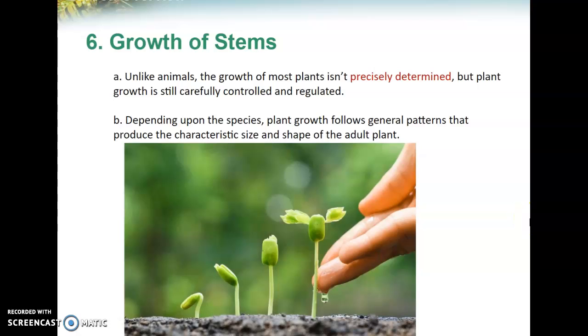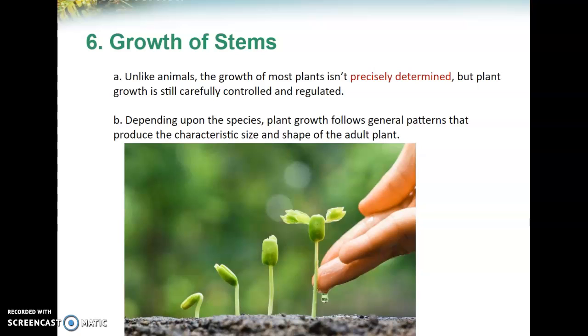Hello everyone, Mr. Harper here, and we're going to continue our discussion on stems today. I want to talk about how stems grow. Primary and secondary growth are the main focuses of this short lecture. So let's jump right in.